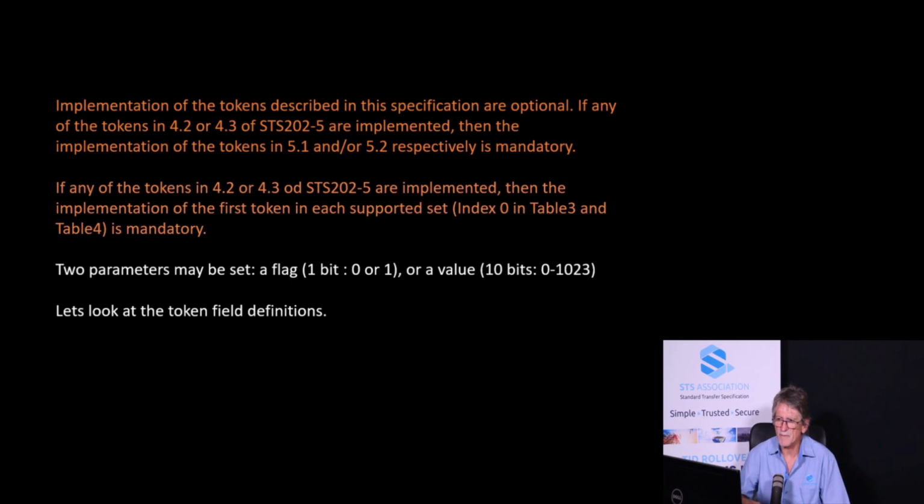If any of the tokens in 4.2 or 4.3 are implemented, then the implementation of the first token in each supported set, index 0 in table 3 and table 4, is mandatory, and that's for us to be able to do certain tests. Two parameters may be set: a flag, which is 1 bit, 0 or 1, or a value, which is 10 bits in the range 0 to 1023.